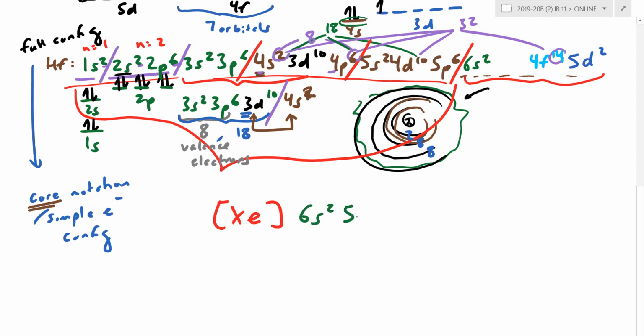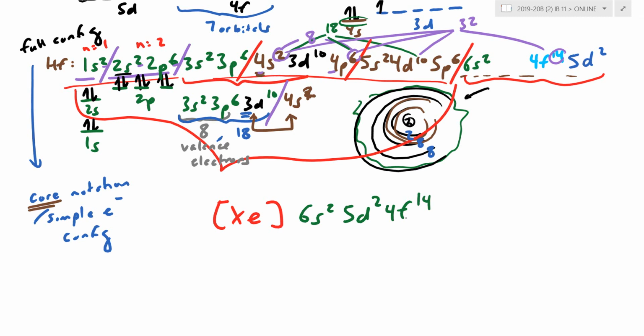We had filled in, say, 5d1. We started filling in 4f1, 2, 3, 4, all the way up to 14. And then now hafnium has come back, and now it's a 5d2. Again, the left-right order doesn't matter. You could write xenon 4f14, then 5d2, then 6s2. The order just matters how you actually put them in. So that's how we do core notation.